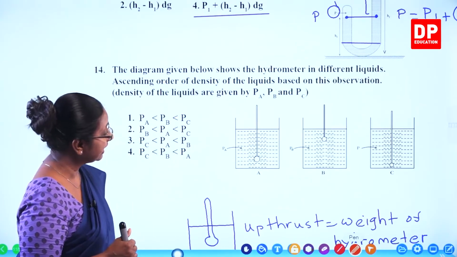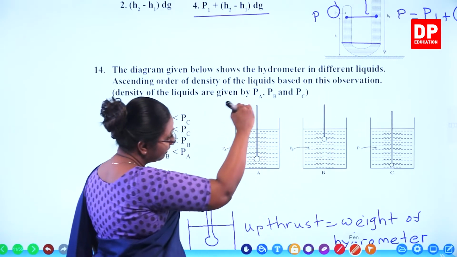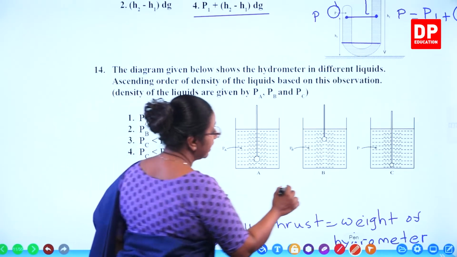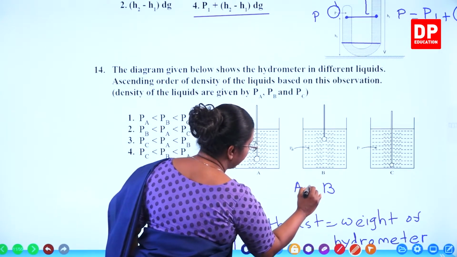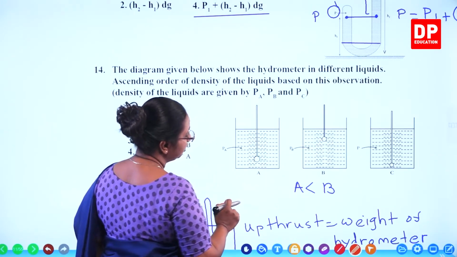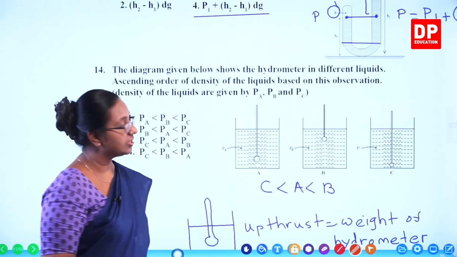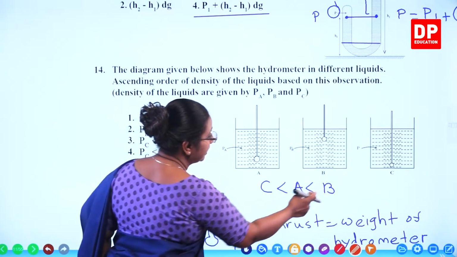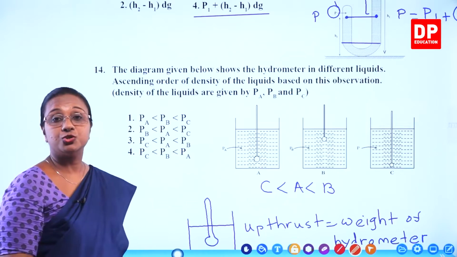So, if we look at the three diagrams, here you can see in diagram B, the hydrometer is very high compared to the other instances. So, the density of B will be the highest. Then we have this next one, A. A has sunk a little bit more compared to B. And in C, the hydrometer is almost at the bottom of the container. So, that means C has the lowest density, B has the highest density, and A has a density in between those two values.